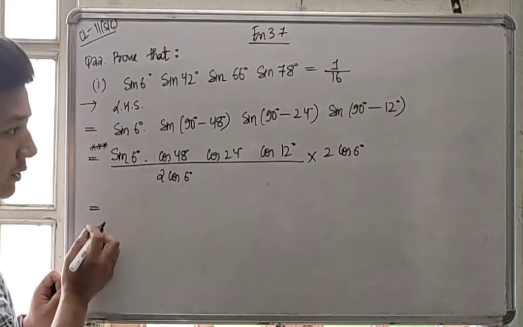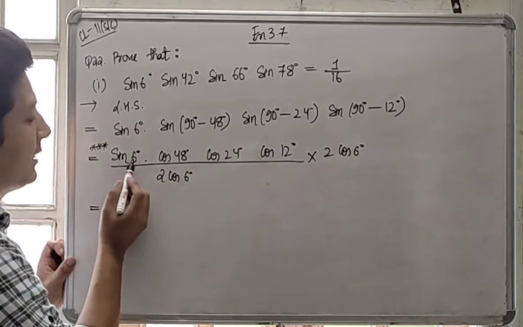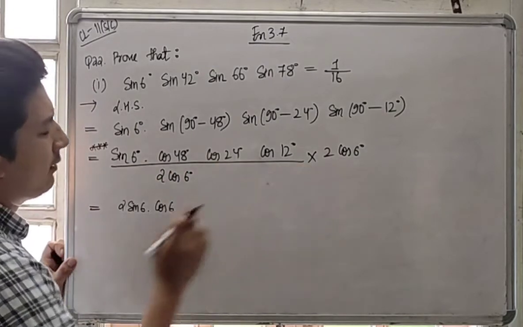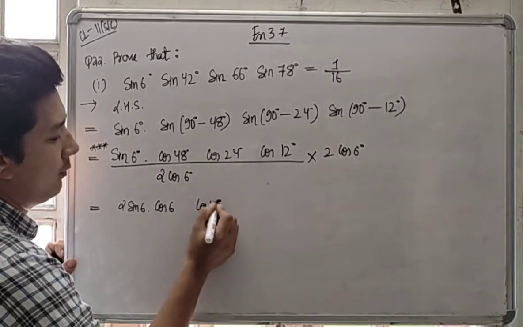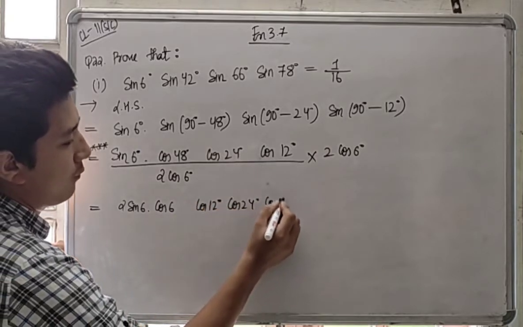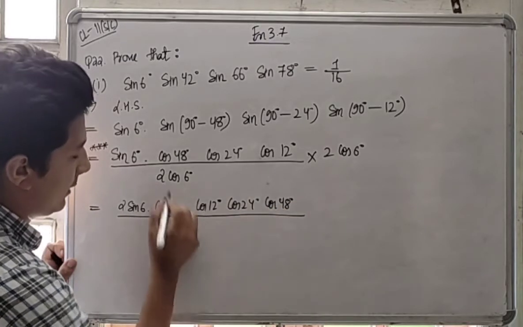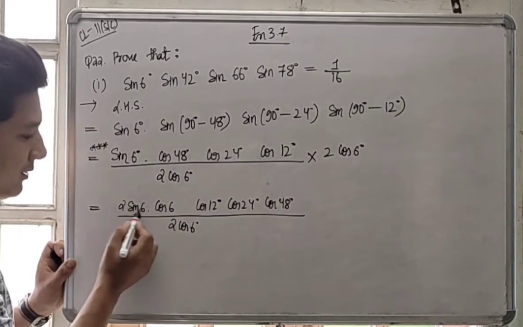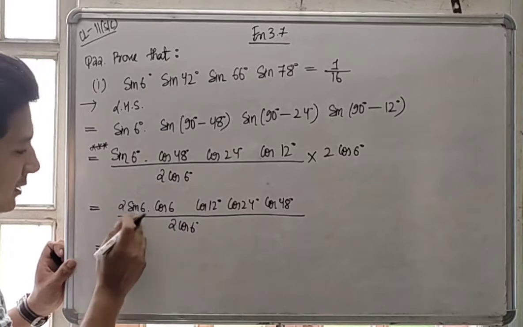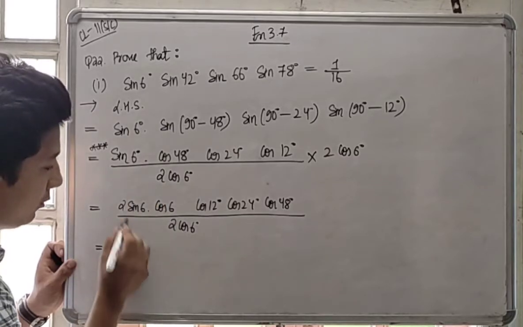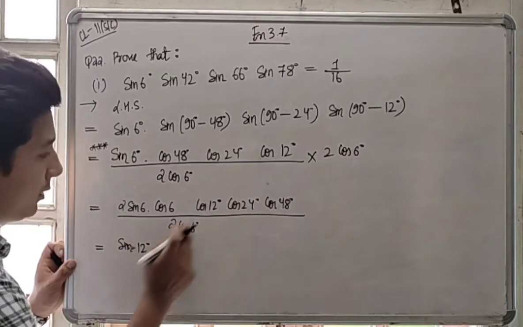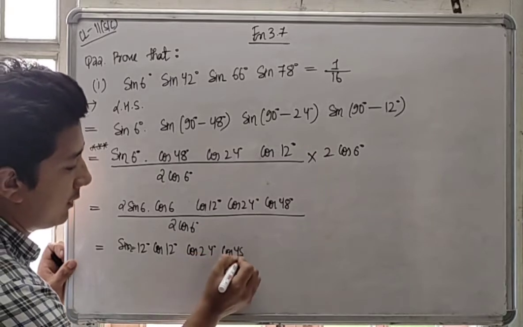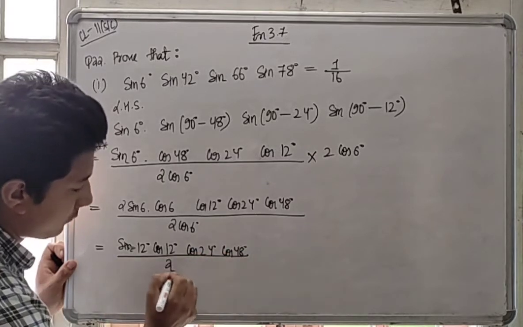Now further, it is coming in the formula 2 sin 6 cos 6. So 2 sin 6 into cos 6, and the remaining we keep as it is: cos 12, cos 24, cos 48, whole divided by the denominator 2 cos 6°. Clear with this? Now what is the formula? 2 sin 6 cos 6 is of the form 2 sin theta cos theta, so it is sin 2 theta, that is sin 2 into 6, which is 12. So sin 12, I have cos 12 and then cos 24 and then cos 48 divided by 2 cos 6°.